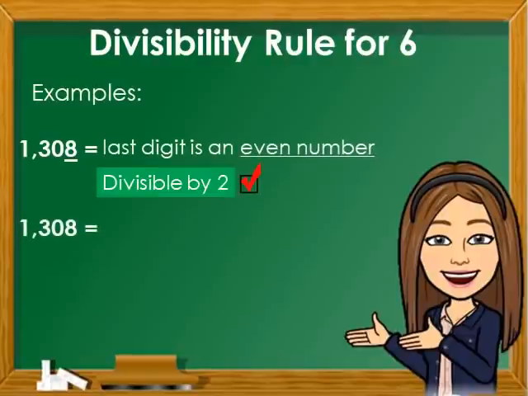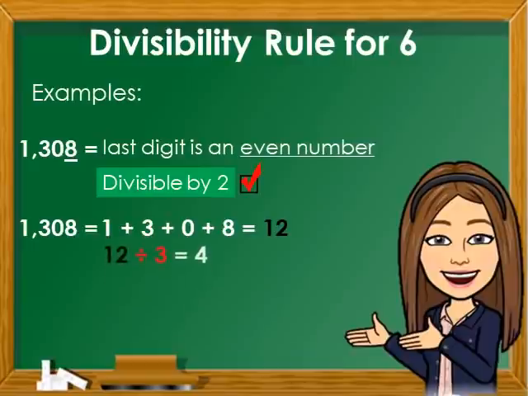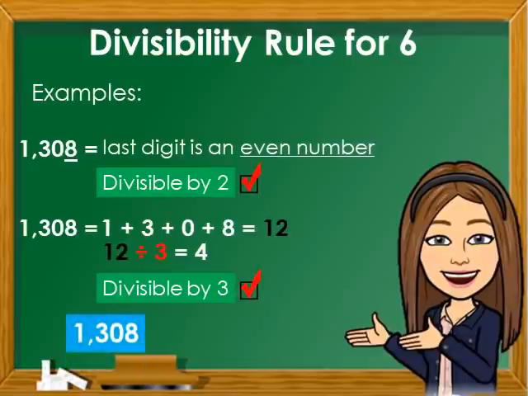Next, let's add the digits of 1308. 1 plus 3 plus 0 plus 8 equals 12. So the sum of the digits is 12. Can 12 be divided by 3 without remainder? Yes. So 1308 is divisible by 3. Since 1308 is both divisible by 2 and 3, we can say that 1308 is divisible by 6.